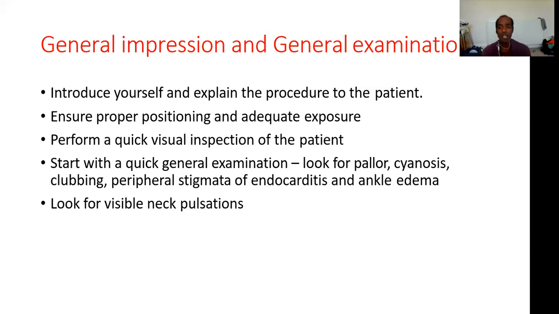Now, the general examination should be focused for things that will give you information with regard to the cardiovascular system. For example, things like clubbing, peripheral stigmata of infective endocarditis, and ankle edema. And in your general inspection, you'll also be able to see things like neck pulsations, which may be very obvious. So just a quick overview of what you do before you go near the patient. Just a quick screening, evaluation, and a general examination.